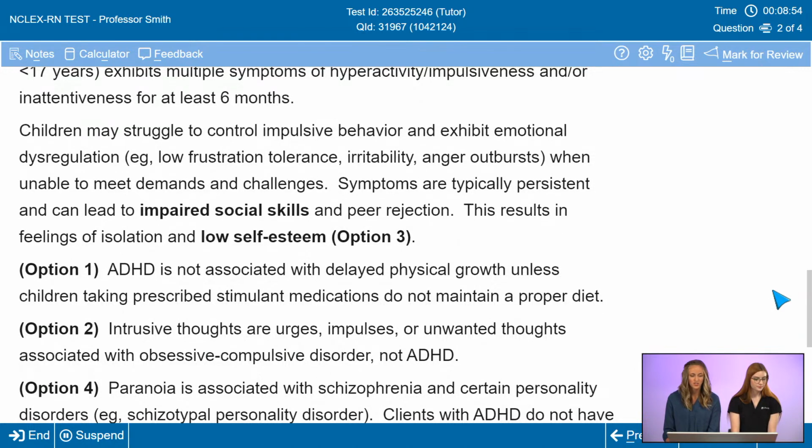And so for this question, we chose low self-esteem. The reason for this is sometimes when clients have ADHD, because of the symptoms that come with it, like the low frustration tolerance or irritability, or feeling like they can't meet the demands that are being placed on them because of their difficulty focusing, it may lead to impaired social skills or possible peer rejection or feelings of isolation. This doesn't occur with everyone, but it is something that they are at risk for and that we should be looking for in those clients.